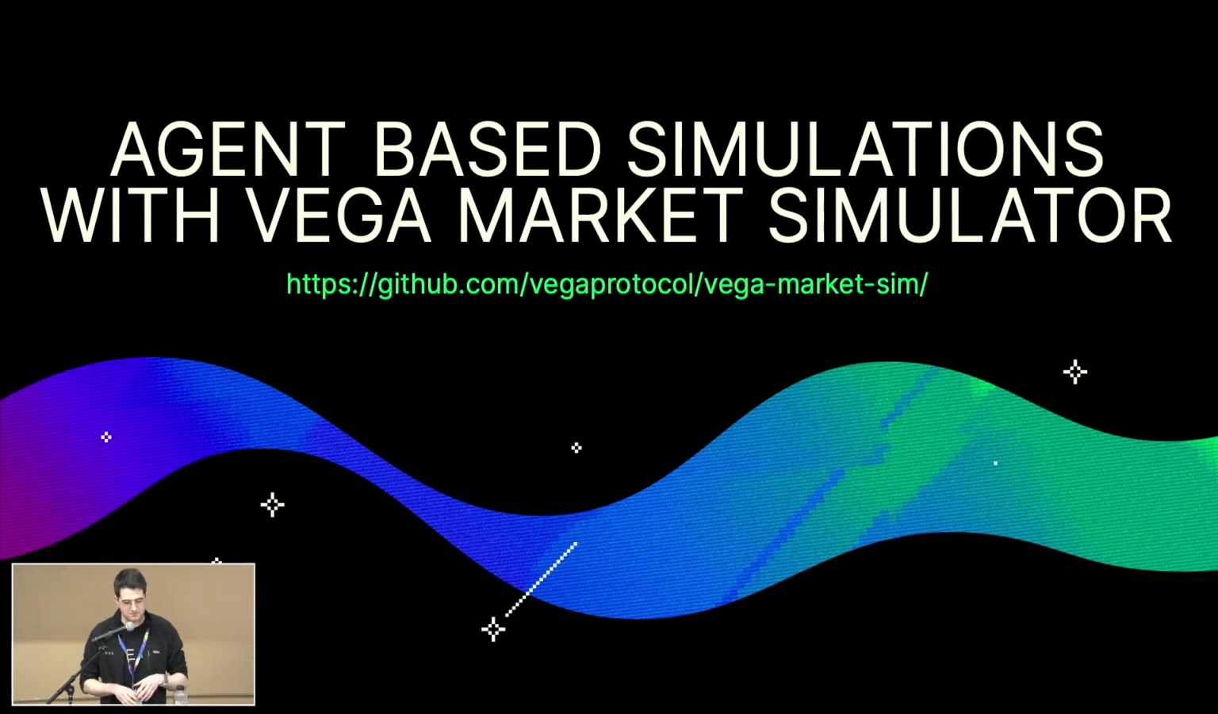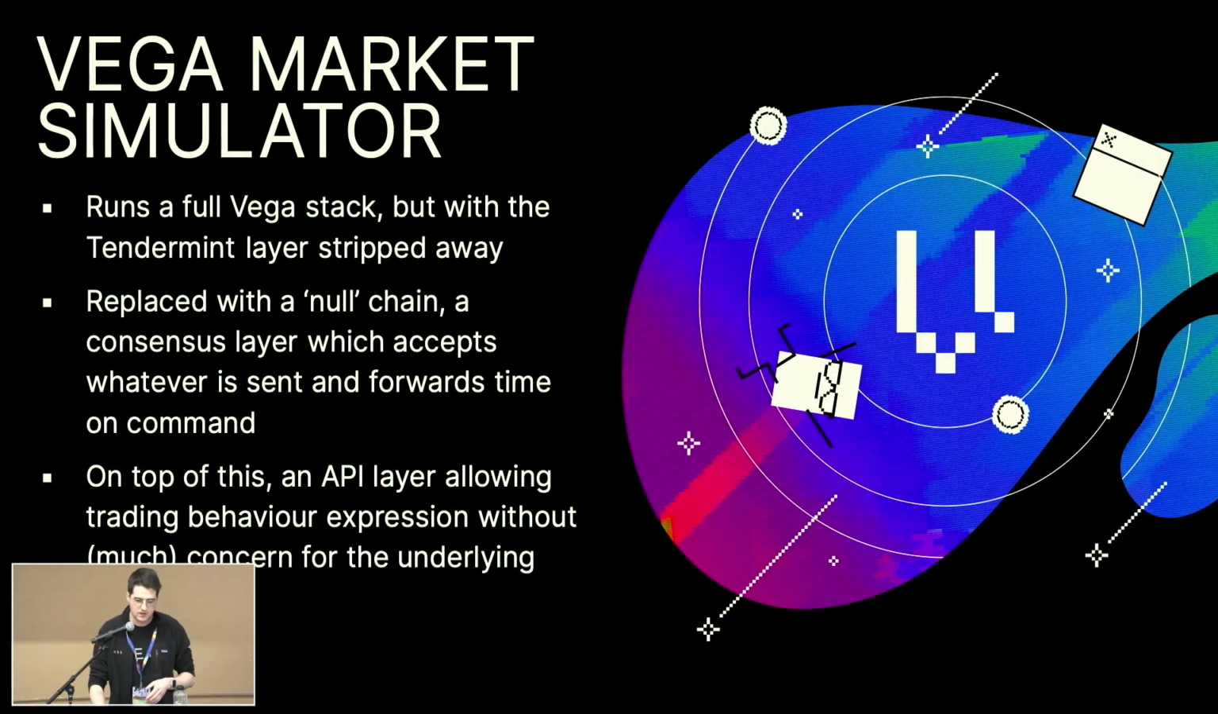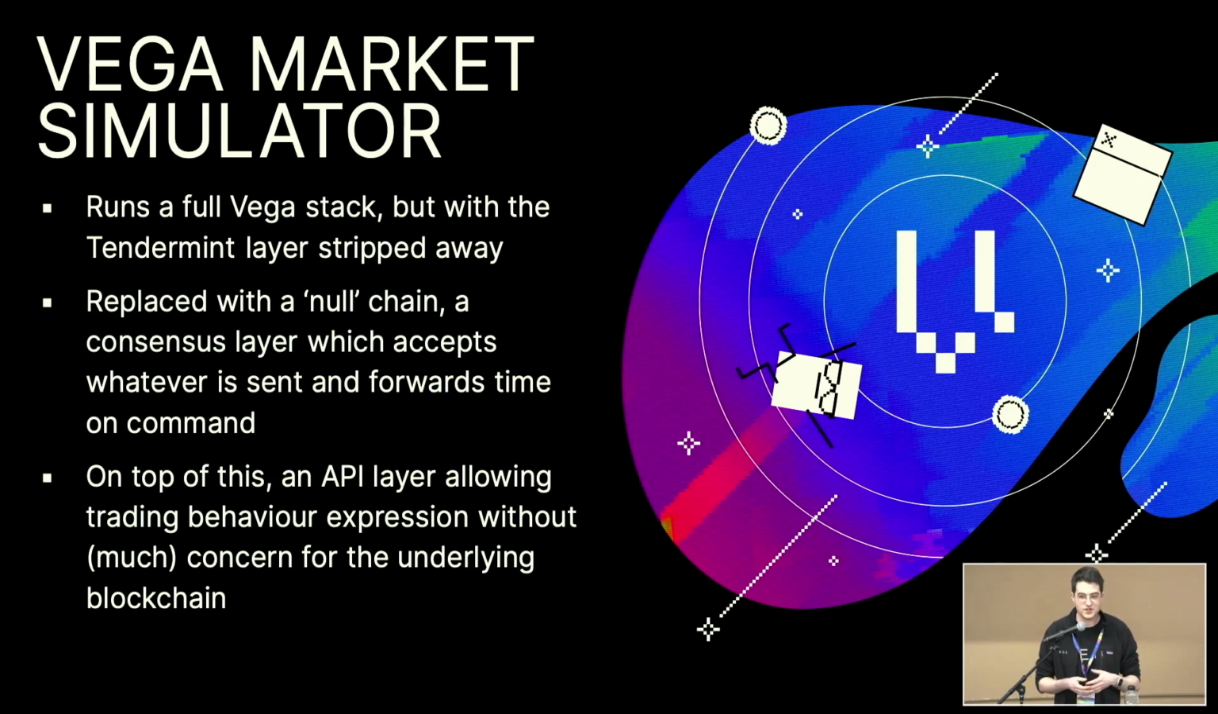So now that we've got a bit of an overview, I'll dive into how we're implementing this and how we're testing this. As I mentioned, we're using something we call the Vega Market Simulator, which ultimately is a full Vega code base with the Tendermint layer, which is a consensus layer, and generally does the communication between nodes, between validators, and builds blocks. We get rid of that, and we call it a null chain instead.